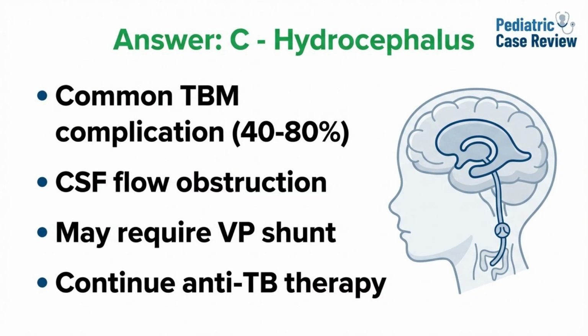Hydrocephalus is a common and serious complication of tuberculous meningitis, occurring in approximately 40 to 80% of cases. It results from obstruction of cerebrospinal fluid flow due to thick basal exudate or blockage of arachnoid granulations. Clinical features include worsening headache, vomiting, altered consciousness, and papilledema. Management may require temporary external ventricular drainage or permanent ventriculoperitoneal shunt placement in addition to continuing anti-tuberculosis therapy. Early recognition and neurosurgical consultation are essential to prevent permanent neurological sequelae.